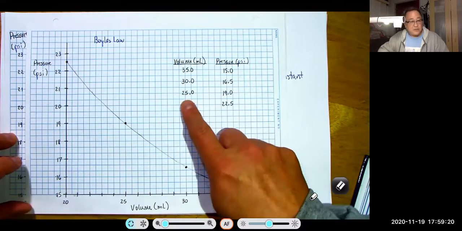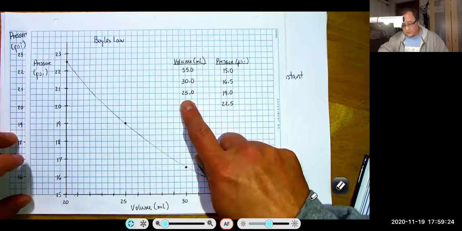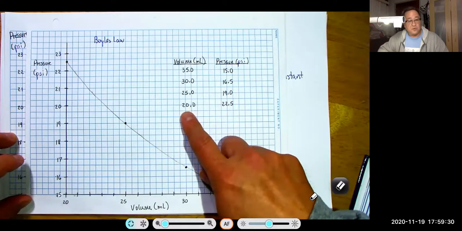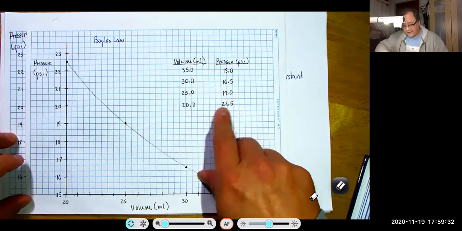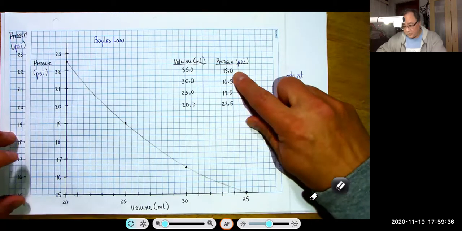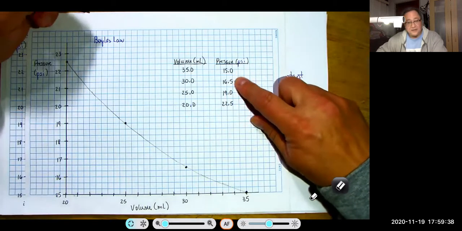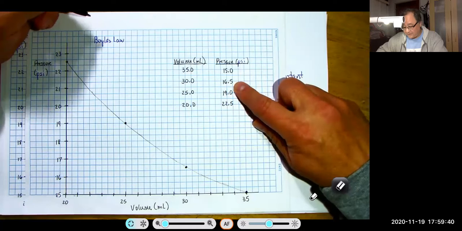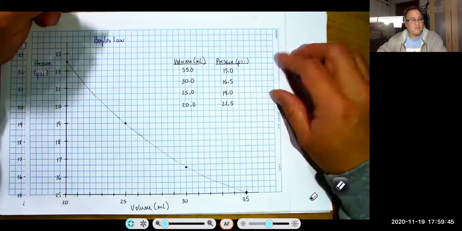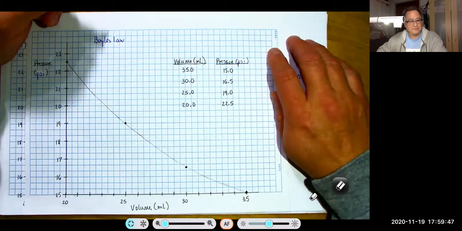And when we decreased the volume yet again by 5 milliliters, the pressure increased to 19. And then finally, we decreased the volume to 20 and the pressure increased again. If you look at these pressure increases, the first increase was 1.5. The second increase was 2.5, and the third increase was 3.5. The increases in pressure don't match the decrease in volume.